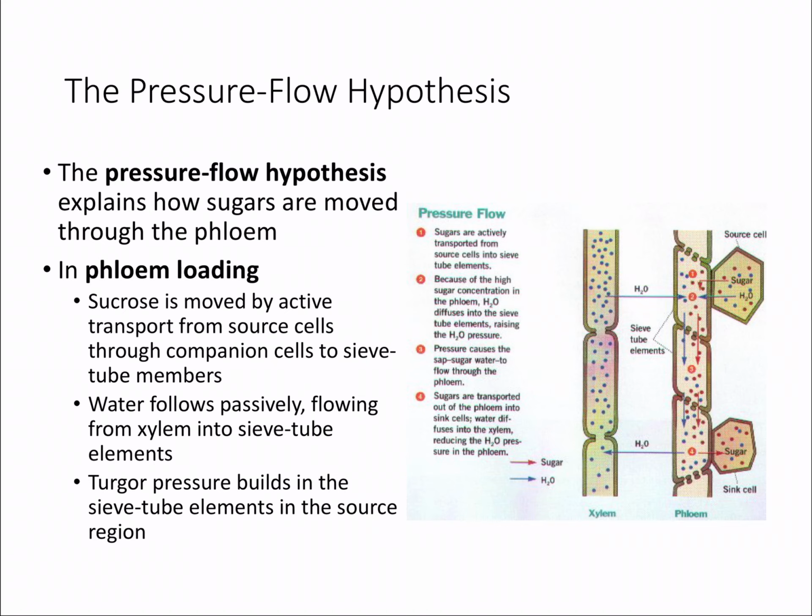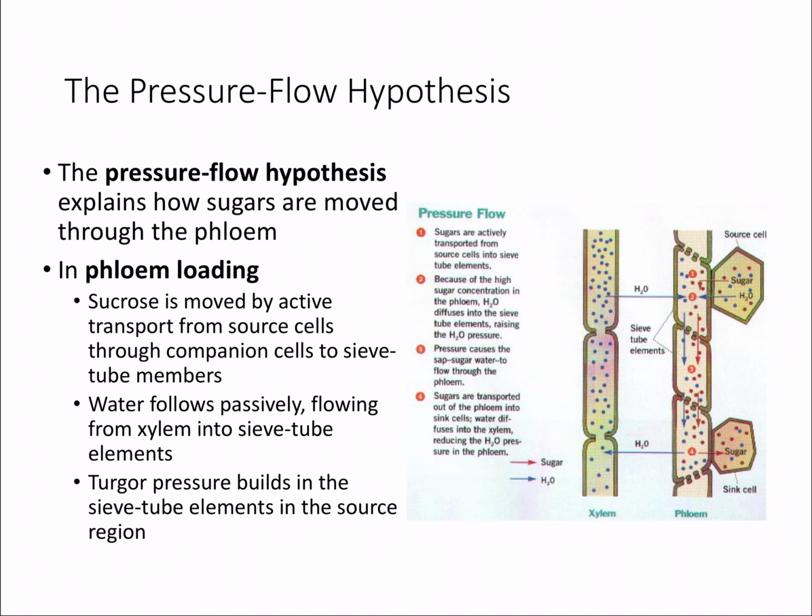So sucrose is moved by active transport from source cells through companion cells to sieve tube members. So remember, the phloem are living cells, and the phloem are going to have these companion cells next to them. So next to all of our phloem, we've got xylem, and water flows passively, flowing from the xylem into the sieve tube elements of the phloem. Turgor pressure is going to build in the sieve tube elements in the source region, and that's ultimately going to pull our sugars.